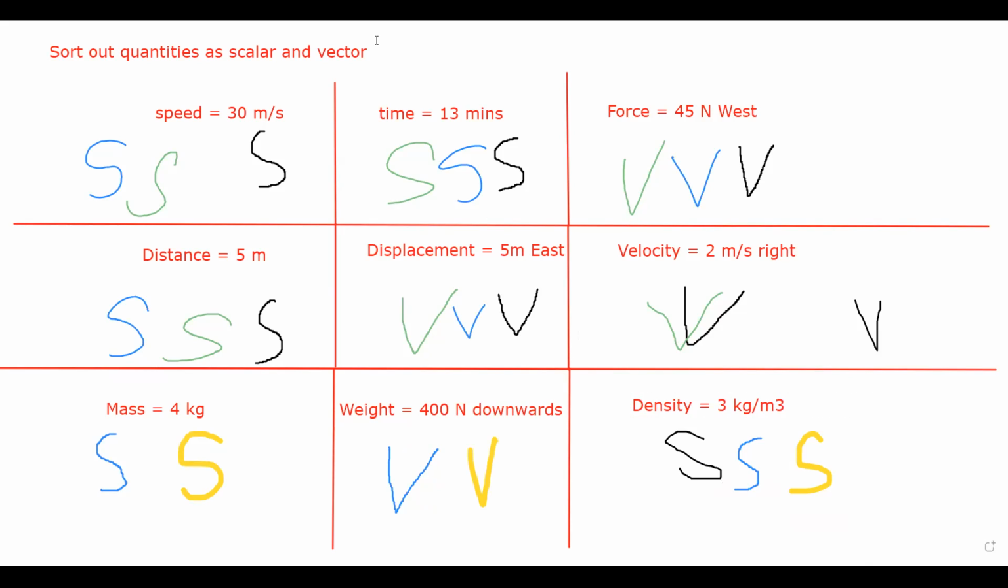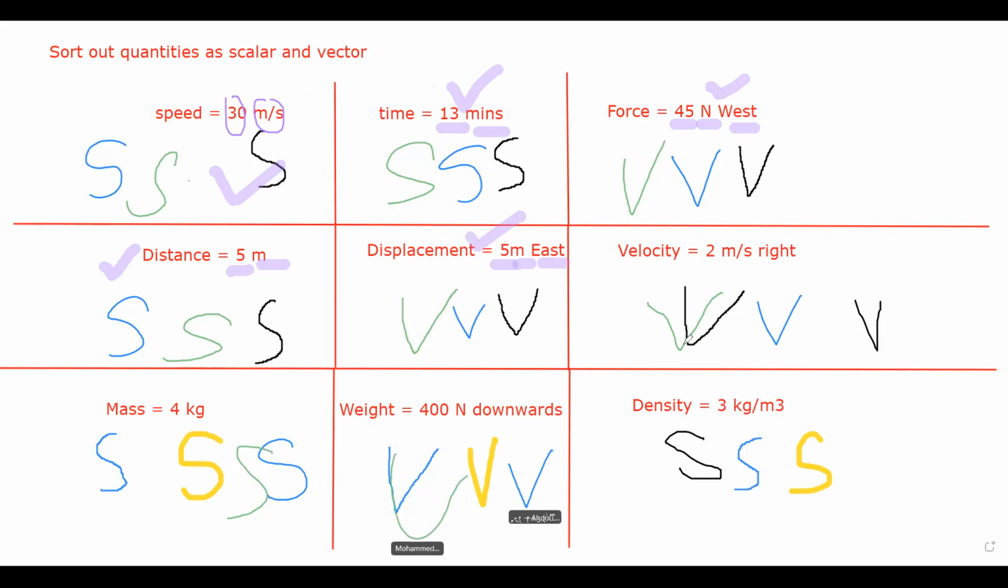So simply, a quantity with a magnitude and a unit but no direction is a scalar. That is right. Force has magnitude, unit, and direction, so it is a vector. Magnitude and unit is a scalar. Magnitude, unit, and direction, that's also right, that's a vector.